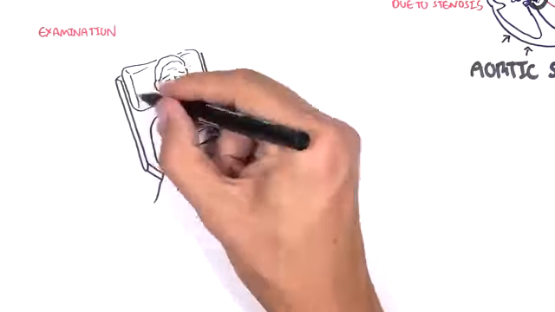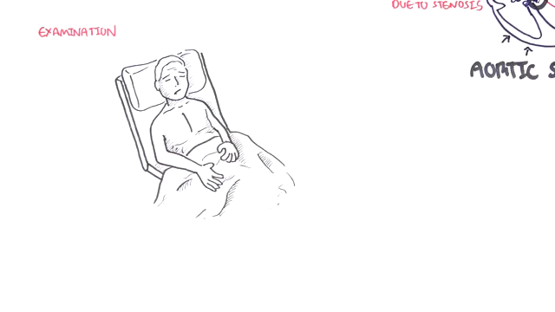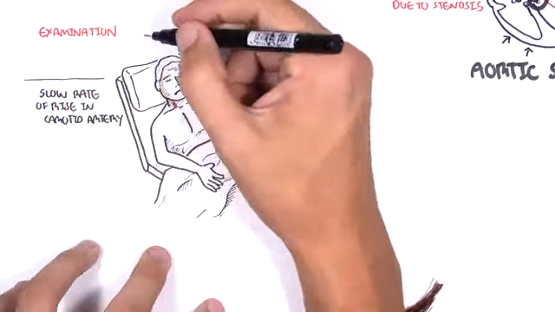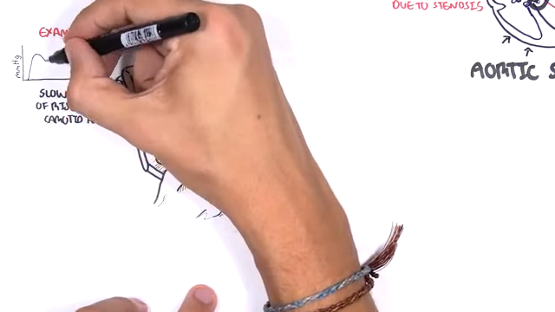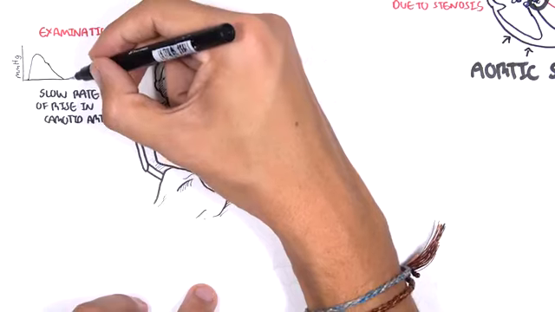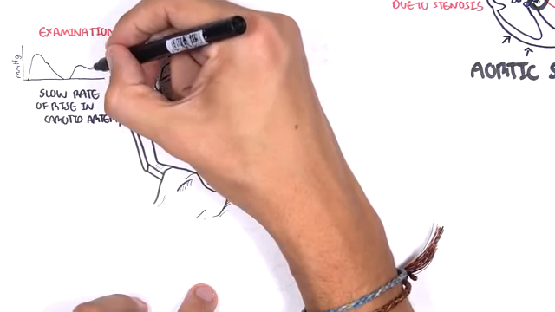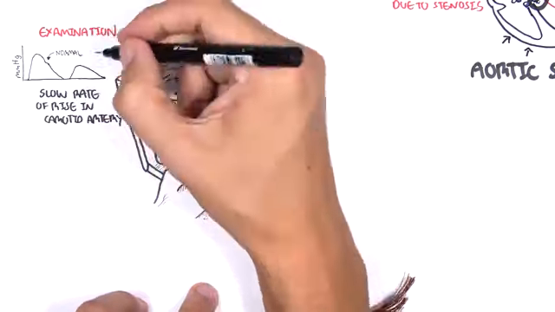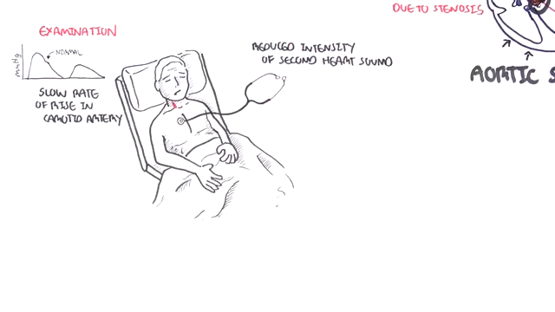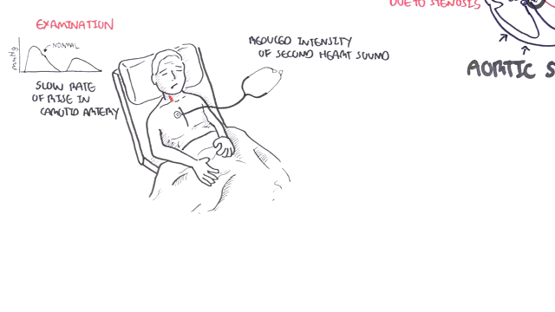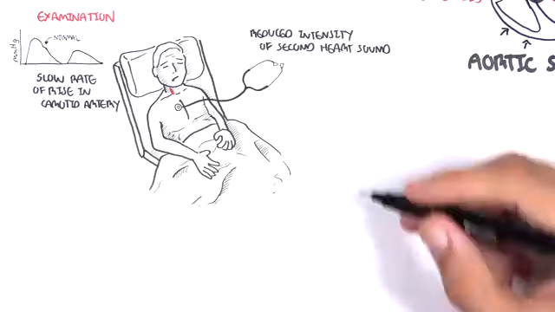On examination, we can feel a slow rate of rise of the carotid arteries, which can be felt around the neck. Normally, the carotid pulse rises fast, but in aortic stenosis, the carotid pulse is slow and weak. On auscultation of the right second intercostal space, parasternal, we have reduced intensity of the second heart sound, which is the sound when the aortic and pulmonary valve close.